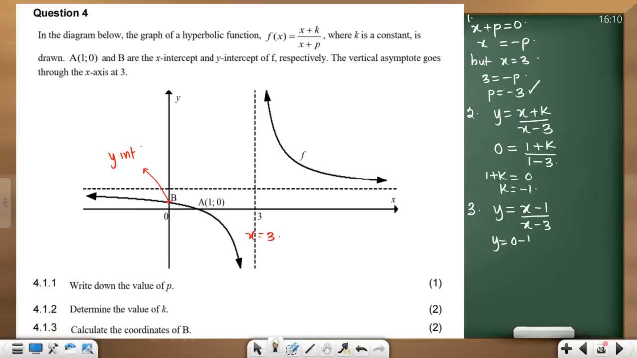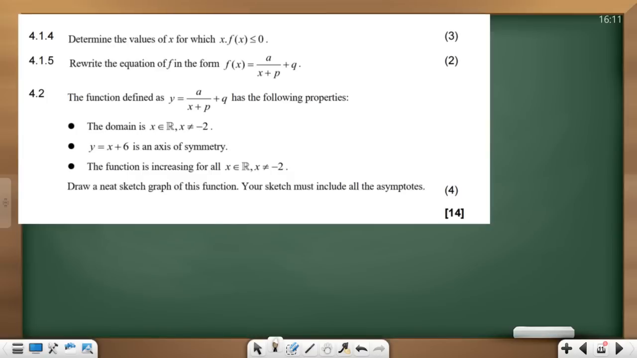Please show your 0 substitution, which would give me 1 over 3. They said coordinates. Please write it. Obey the instruction. X is 0. Y is 1 over 3. Alright? 1 over 3. We're done with that. Let's move on to the next question.